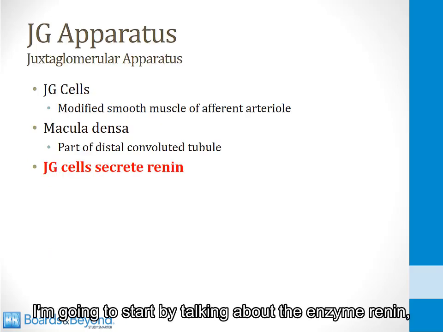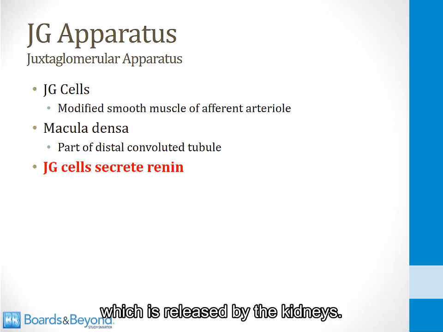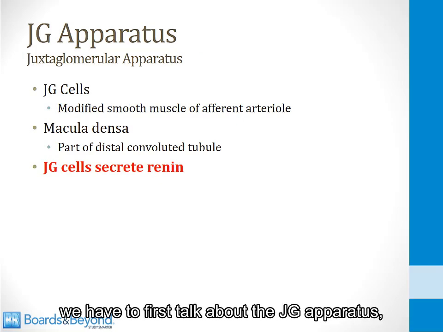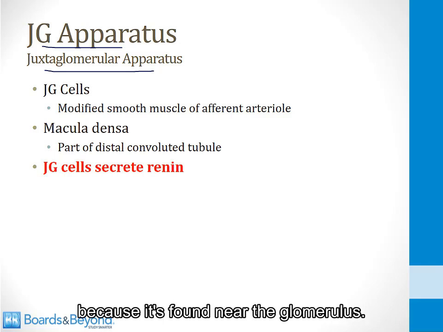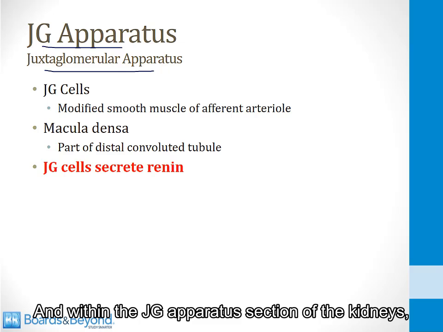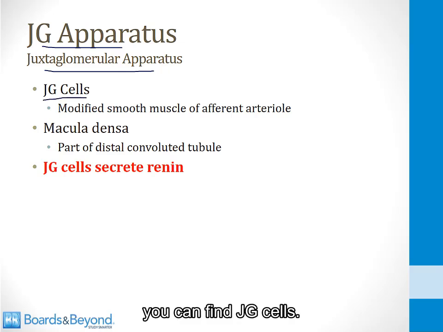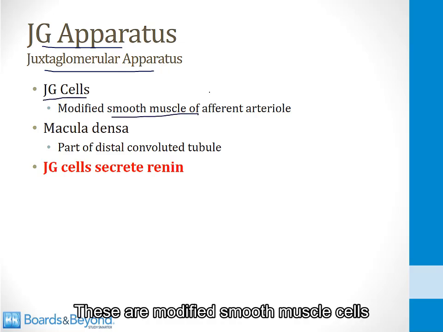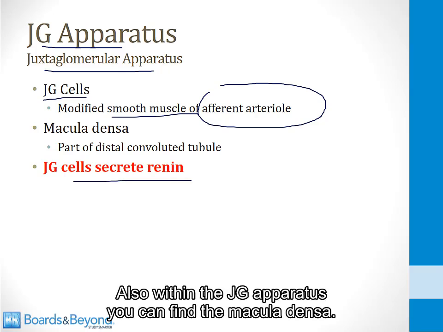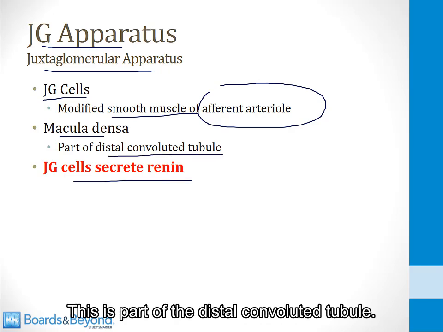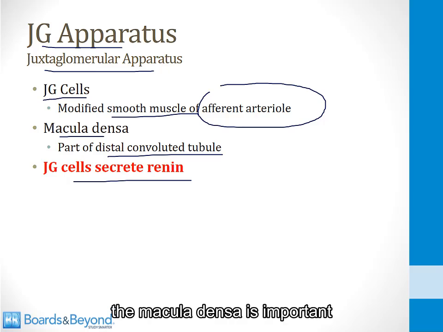I'm going to start by talking about the enzyme renin, which is released by the kidneys, and in order to understand renin, we have to first talk about the JG apparatus, which stands for the juxtaglomerular apparatus. This structure gets its name because it's found near the glomerulus, and within the JG apparatus section of the kidneys, you can find JG cells. These are modified smooth muscle cells of the afferent arteriole, and these are the cells that synthesize and secrete renin. Also within the JG apparatus, you can find the macula densa. This is part of the distal convoluted tubule, and as we'll see in a minute, the macula densa is important for triggering the release of renin.